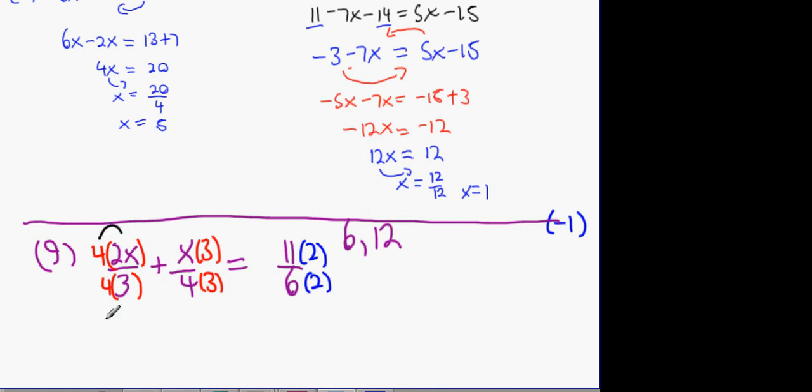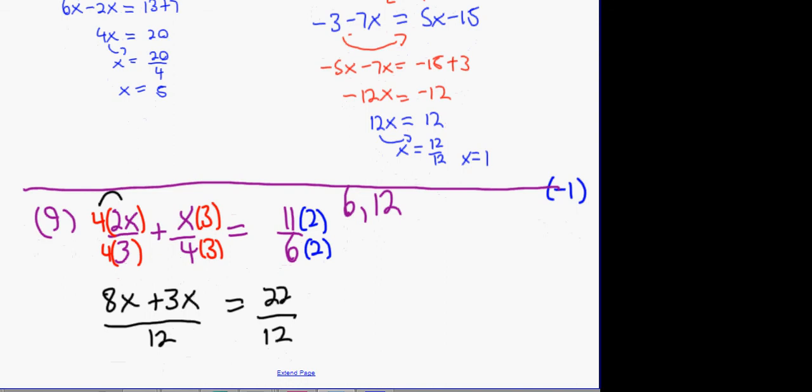4 times 2x, 8x. 3 times x, all over 12 equals 11 by 2, 22. And 6 multiplied by 2, 12. Now, because both sides are being divided by 12, it's like a balance, okay?